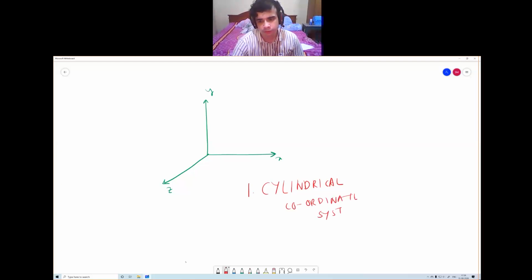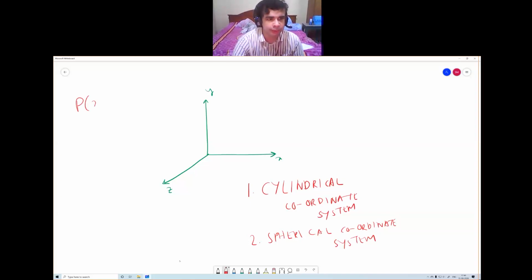Okay. And the second one is called the spherical coordinate systems. Let us start with cylindrical because that is a bit simpler. For Cartesian coordinate system, we will do only 3 dimensions. We have point P denoted by x, y, and z. So if x, y, z is known, we can identify point P.